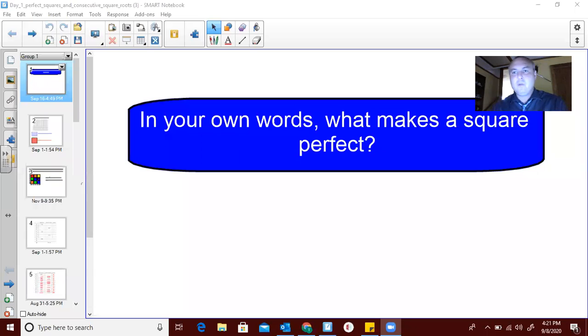So in your own words, what makes a perfect square? So we know that a square visually has all the same sides. All the sides are the same length, right? So we're going to learn mathematically what makes a perfect square.